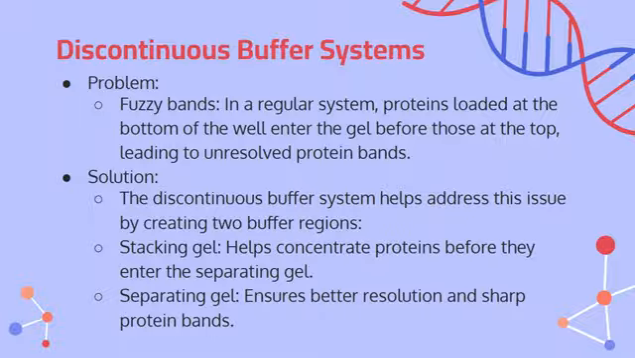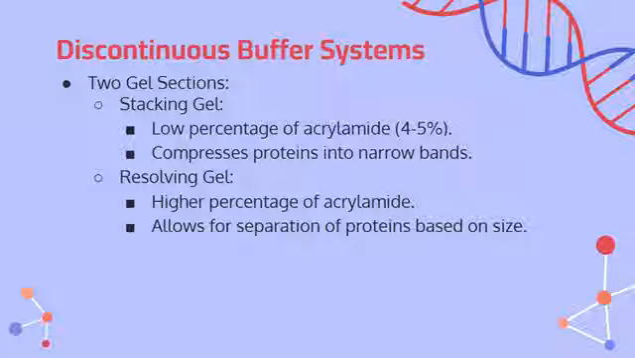So, in a regular system, proteins are loaded at the bottom of the wells, and they enter the gel before those at the top, leading to unresolved protein bands. The solution to this problem is the discontinuous buffer system, which helps address this issue by creating two buffer regions. So stacking gels help concentrate proteins before they enter the separating gel, and then separating gels ensure better resolution and sharp protein bands. So we do stack two gels on top of each other.